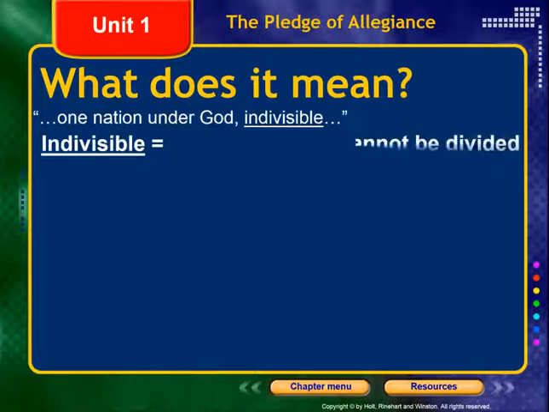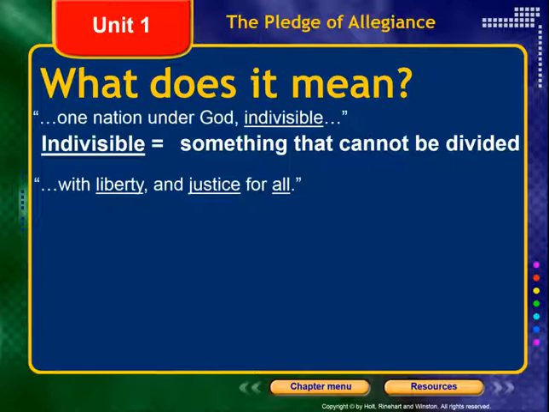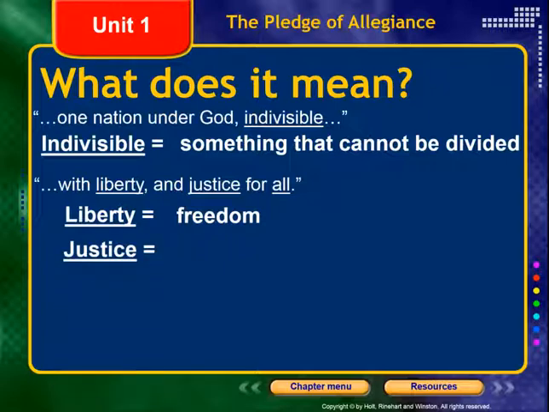What does indivisible mean? It means that something cannot be subdivided, right? So we are promising to be supportive of the republic that cannot be divided, with liberty and justice for all. These are very, very kind of lofty words, so let's not stumble over what they mean. Liberty is another word for freedom. It means freedom. Justice means fairness, right?